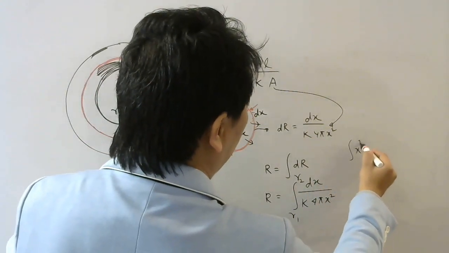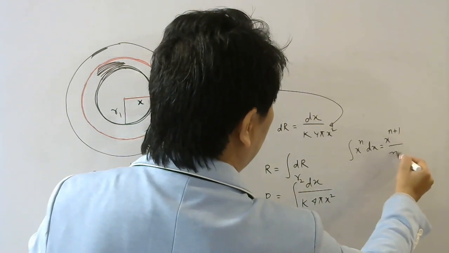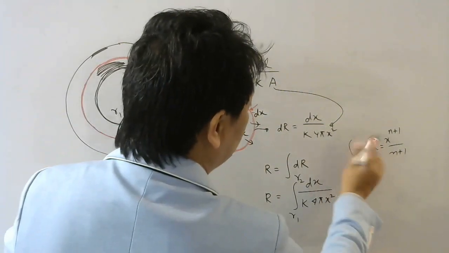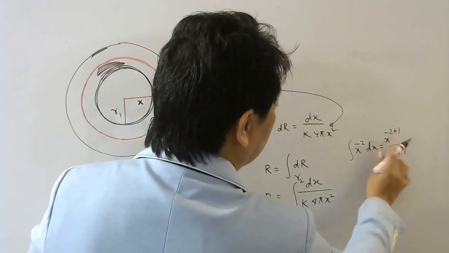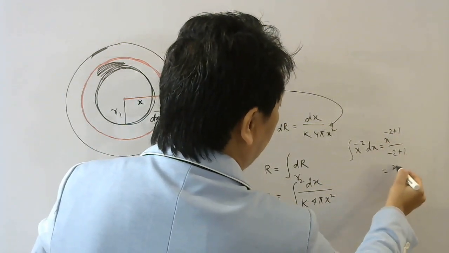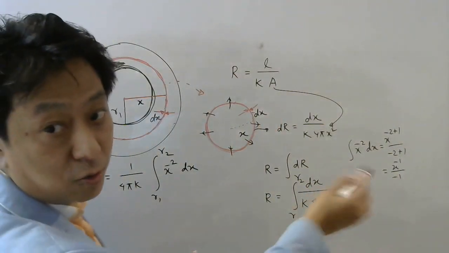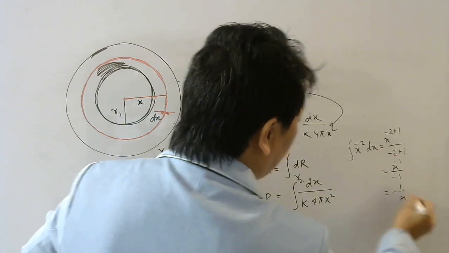Now this formula is what? Integral of x power n dx is x power n plus 1 divided by n plus 1. Here the power is minus 2. So if this is minus 2, this will also be minus 2. So this will be x power minus 1 divided by minus 1, isn't it? Minus 2 plus 1 is minus 1. So this will be minus x power minus 1, which is 1 by x.